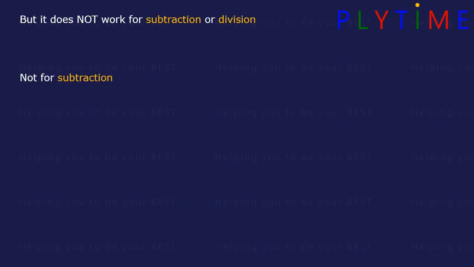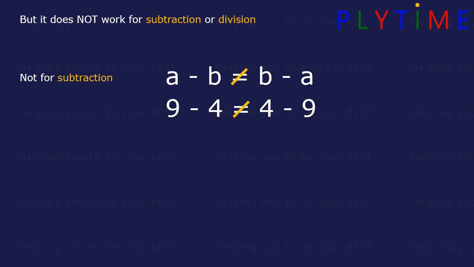Not for subtraction. A minus B does not equal B minus A. Let's try. 9 minus 4 does not equal 4 minus 9. 9 minus 4 is 5 and 4 minus 9 is minus 5.